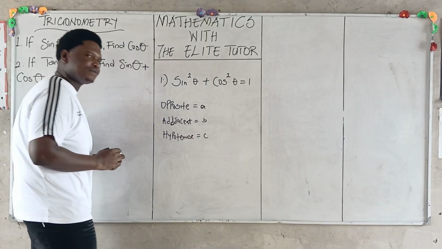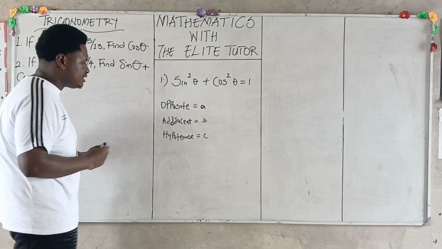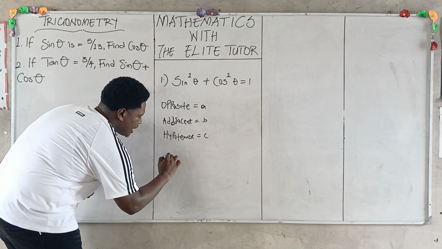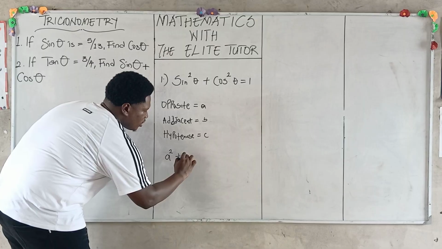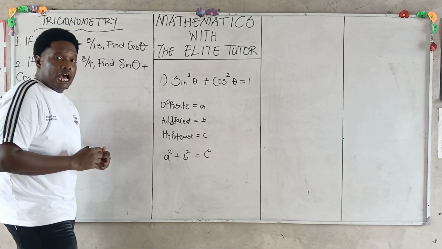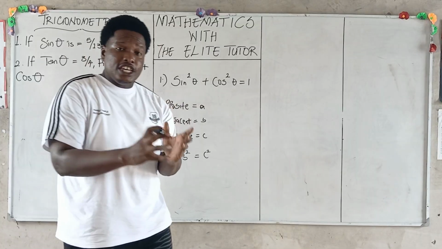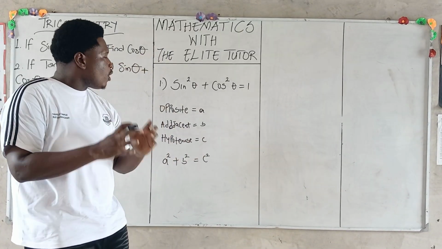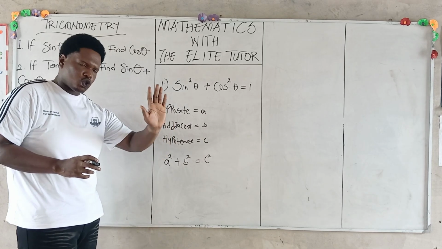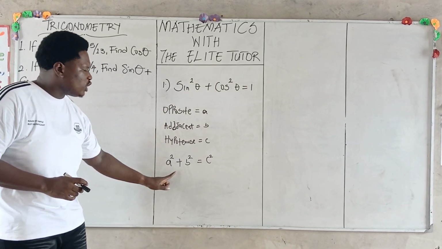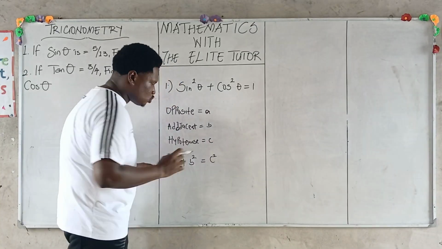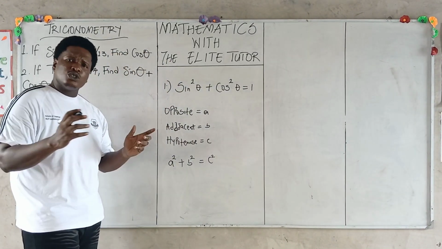equal to C. We are going to see that using the law of Pythagoras, we have that A squared plus B squared is equal to C squared, because our hypotenuse squared is equal to the sum of our opposite squared plus our adjacent squared. So we have A squared plus B squared is equal to C squared. Now what are we going to do next?